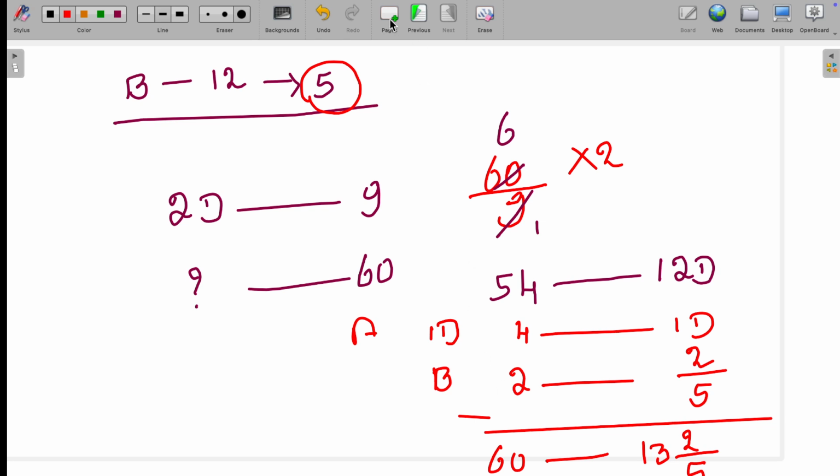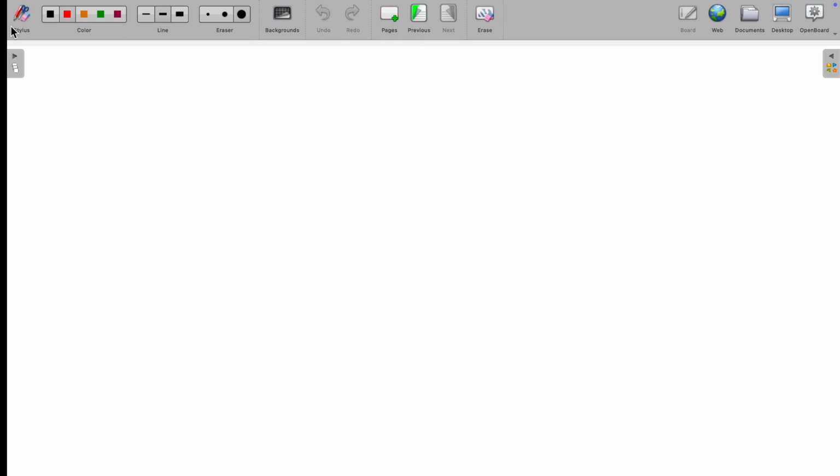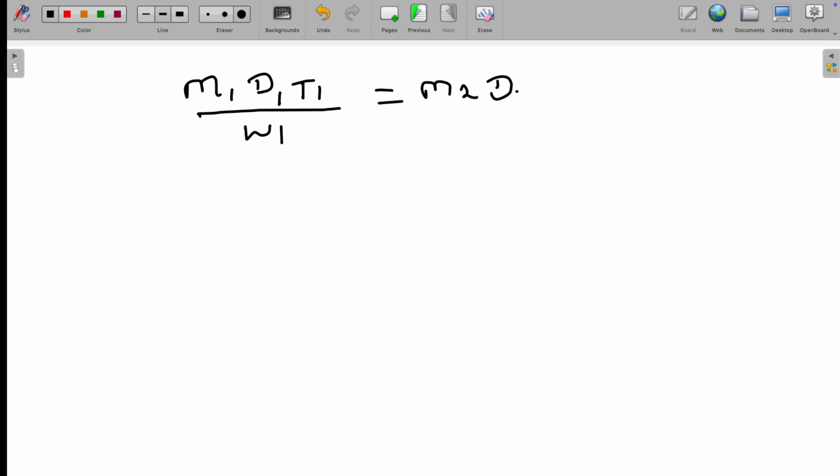Till now we solved questions where we give a job to only one person. Whenever we give a job to a group, we will use this equation: M1 into D1 into T1 divided by work 1 is equal to M2 into D2 into T2 divided by work 2. This is the equation we will use whenever we give a job to one group.